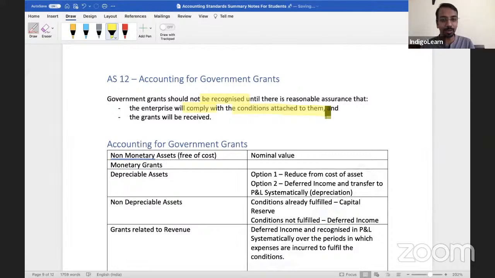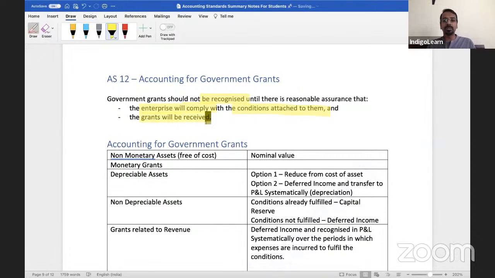Even if your parents tell you that we'll get you an iPhone if you pass the exam, there is a condition attached. You pass the exam, you'll get your iPhone or your bike or whatever it is. So for the company also, when the government is giving some amount, there are some conditions attached to it. There would be some conditions which the enterprise should comply with. That is the first thing. And secondly, there has to be an assurance that the grant will be received.